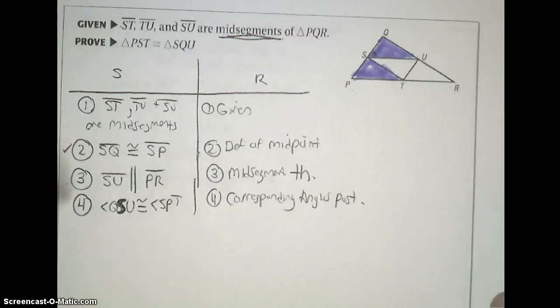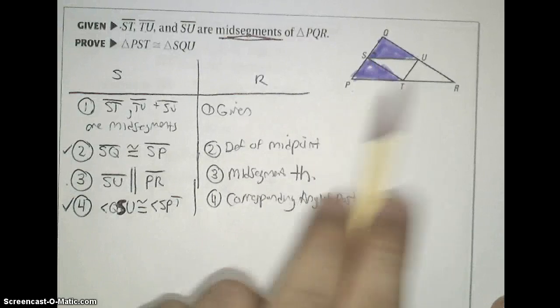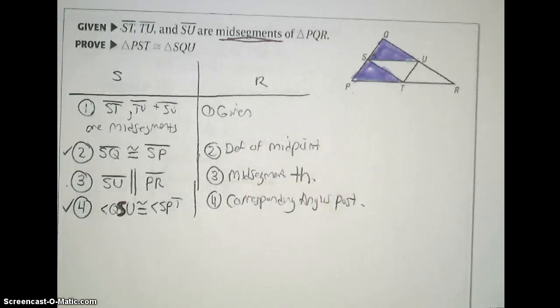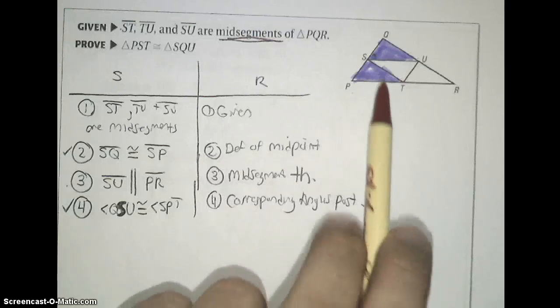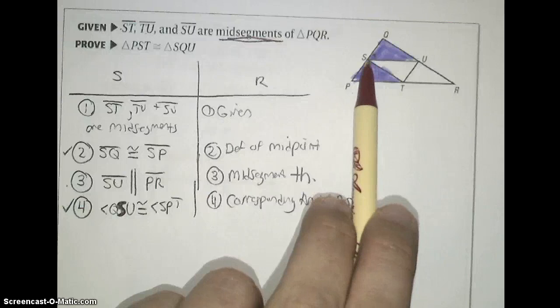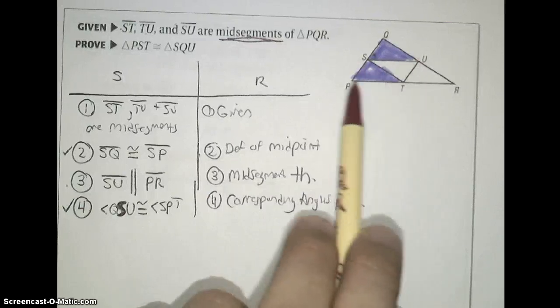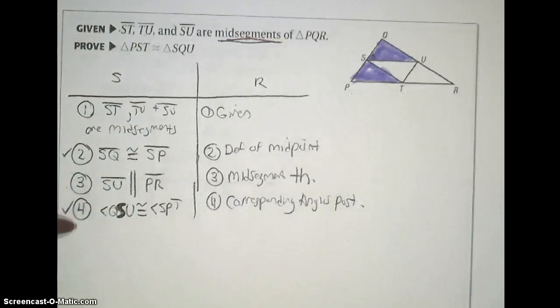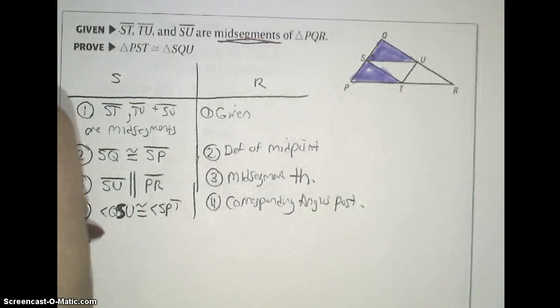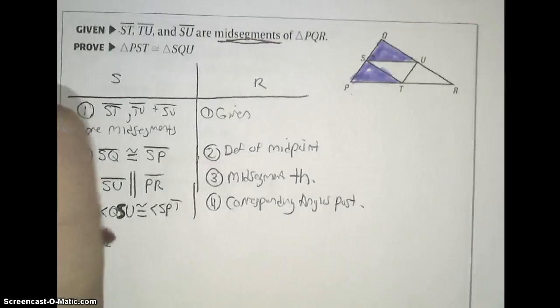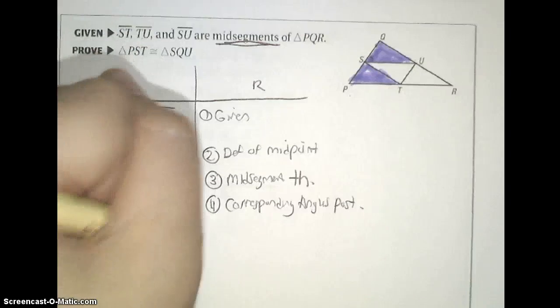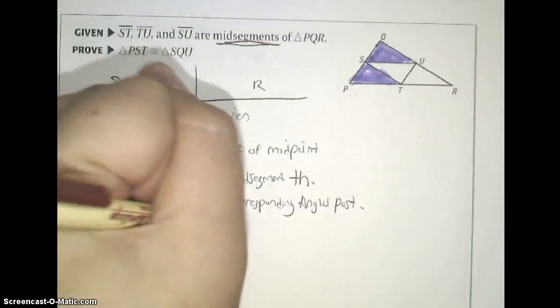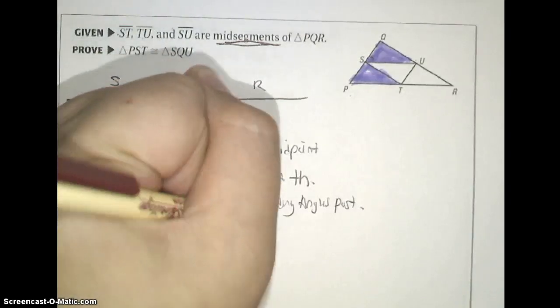The last piece here that I need to talk about is to show that SU is congruent to PT. Again, that'll give me the side angle side postulate, which thus proves the triangles. Remember the second part of the mid-segment theorem. It says that SU will be 1/2 of PR. So let's make that statement. I know that 1/2 of PR is going to equal SU, and that's again through the mid-segment theorem.